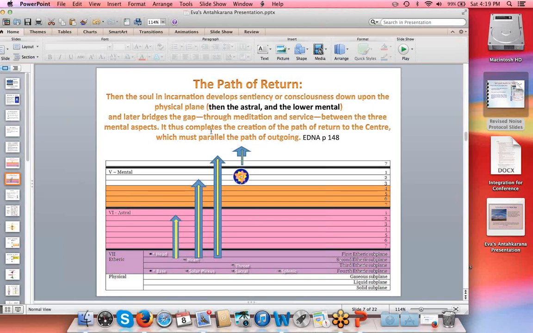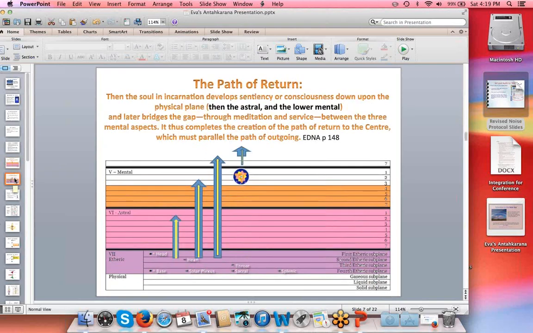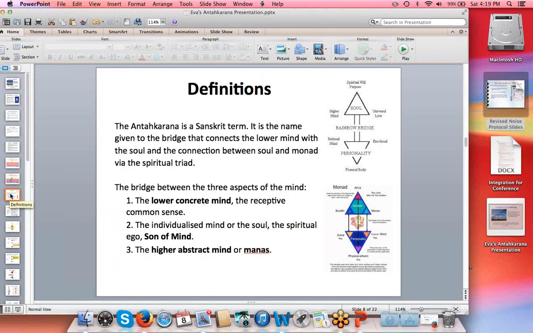So it completes the creation of the path of return to the center, which is the monad, but it parallels that outgoing. So it parallels this. This was the downward flow of energy. This is the upward. And the upward is much harder, because here's where we're starting to work consciously, right? We're starting to move through the various planes consciously. The first part is done unconsciously. The next part has to be done consciously. This is where the work comes in. So if I haven't totally confused you, we'll look at some definitions now.